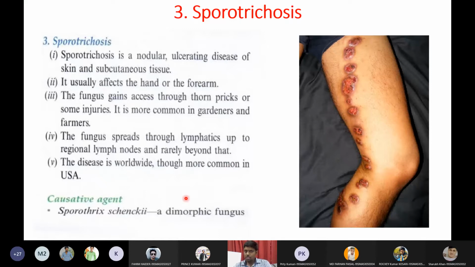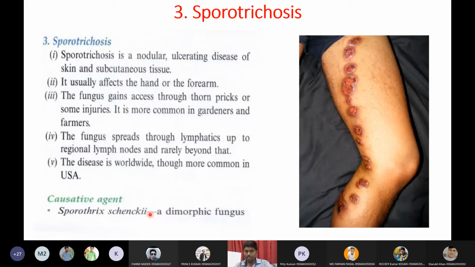Okay, so the causative agent of sporotrichosis, the fungus that is responsible for sporotrichosis, is Sporothrix schenckii. Sporothrix schenckii is a fungus responsible for this sporotrichotic infection.